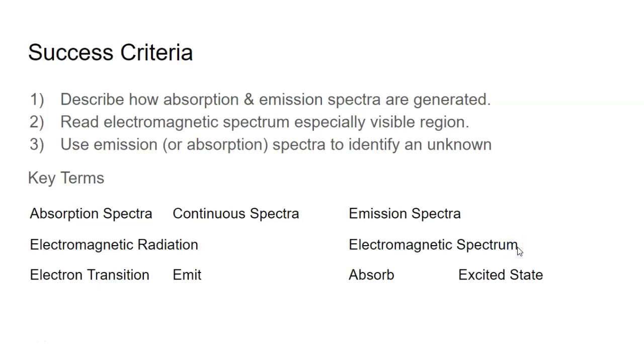So the success criteria for this video is to describe how absorption and emission spectra are generated. You're going to learn how to read the electromagnetic spectrum, especially the visible region. You're going to use emission or absorption spectrum to identify an unknown. And here are some key terms that will appear throughout the video.